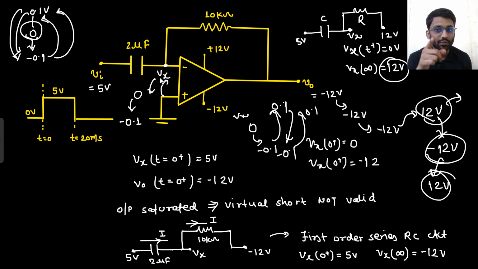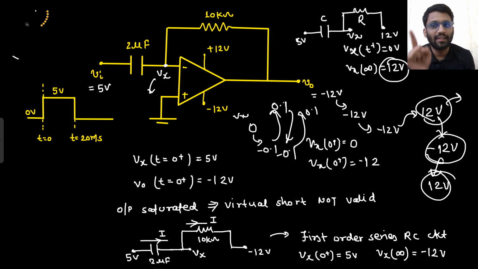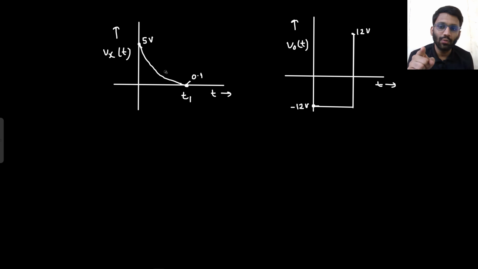Say yes or no. So Vx will remain at 0 only. And your output cannot go to plus 12, minus 12, plus 12, minus 12. It will not happen. What will happen to output, that we will discuss. So this was the most important point of this particular question, that Vx remains at 0. So it tried to go down, but then it remained at 0 only.